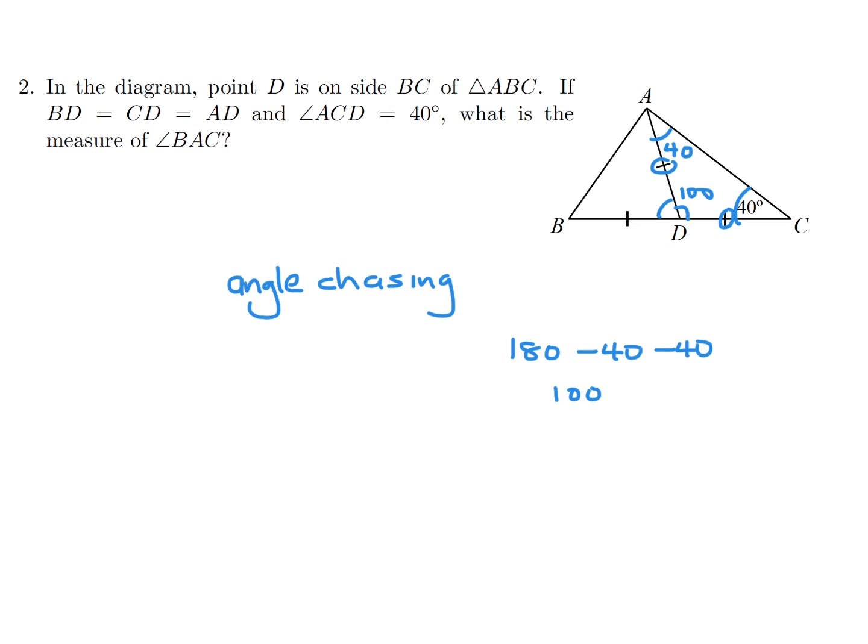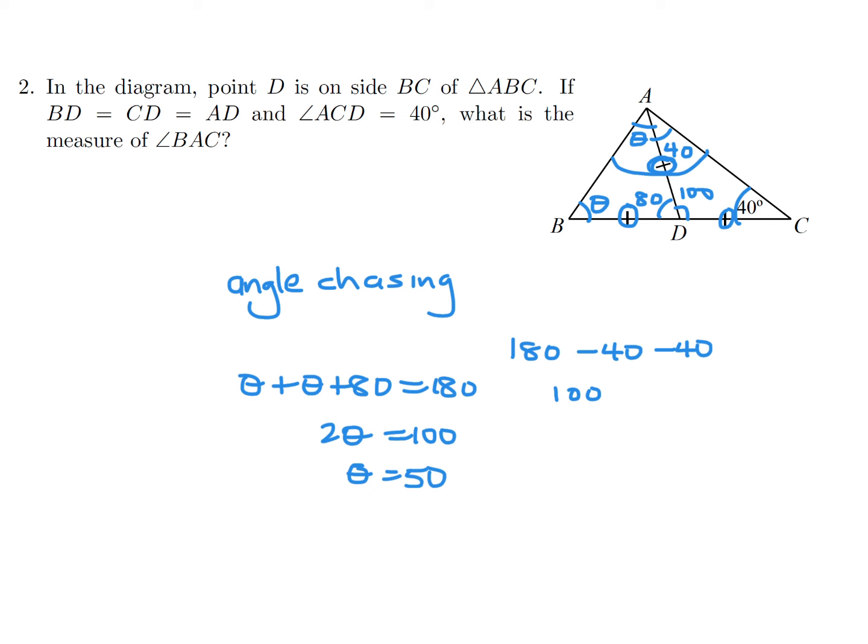And then this angle is going to be 180 minus 100, since those two angles have to add up to 180. And then this angle, which I'll call theta, is the same as this angle because these two sides are the same. And therefore in that triangle, theta plus the 80 have to add up to 180. So 2 theta is 100, and therefore theta is 50. So if theta is 50, then that whole angle, angle BAC, is theta plus 40, that's 50 plus 40, and therefore that's 90 degrees.